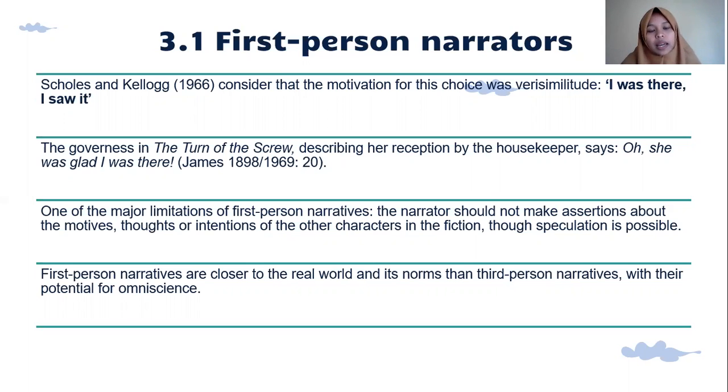And then first person narratives are closer to the real world, and it is known that third person narratives have the potential for omniscience. As I have mentioned before, third person narratives can tell everything about other characters, but first person narratives cannot make assertions about the thoughts of other characters. Let's continue to the next slide.